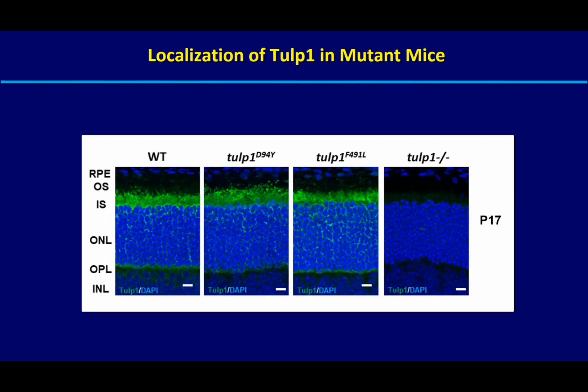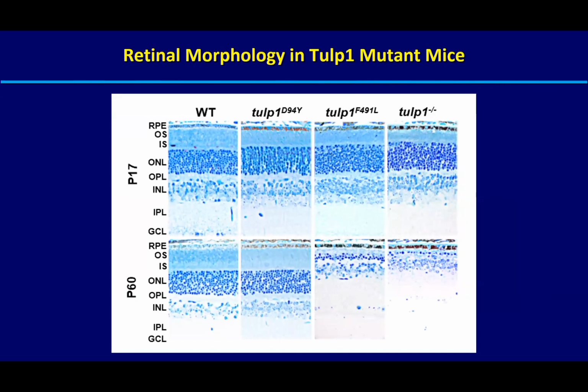Next slide. Next, we studied the retinal morphology of these mutant mice using light microscopy at multiple time points. For simplicity, I'm only showing 2 time points here to illustrate our results. At postnatal day 17, all 3 mutant retinas show relatively normal photoreceptor or retinal morphology, where they have a full complement of photoreceptor nuclei and organized outer and inner segments.